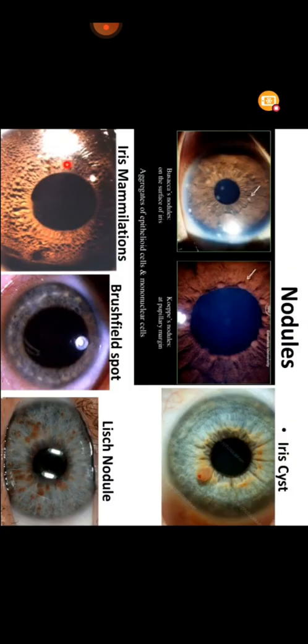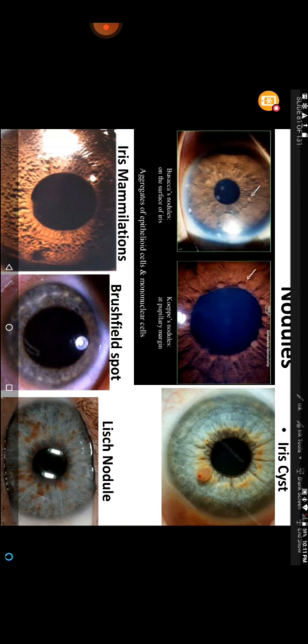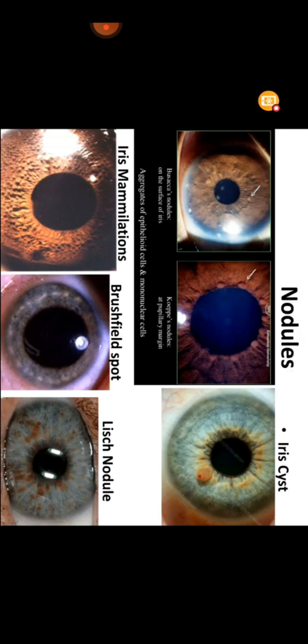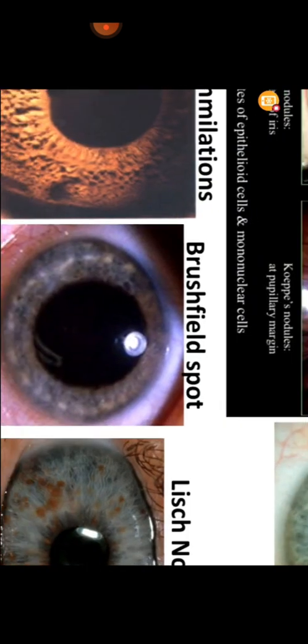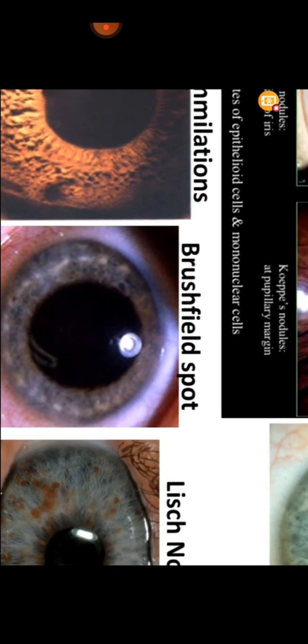This is not a very common presentation. Iris mammillations: you can see some elevations of the iris, continuous all around, with a geographical spread of the elevations. Or you can see some whitish spots. Can you make it out here? See, whitish spots. This is called Brushfield spots, and you can find them in Down syndrome.